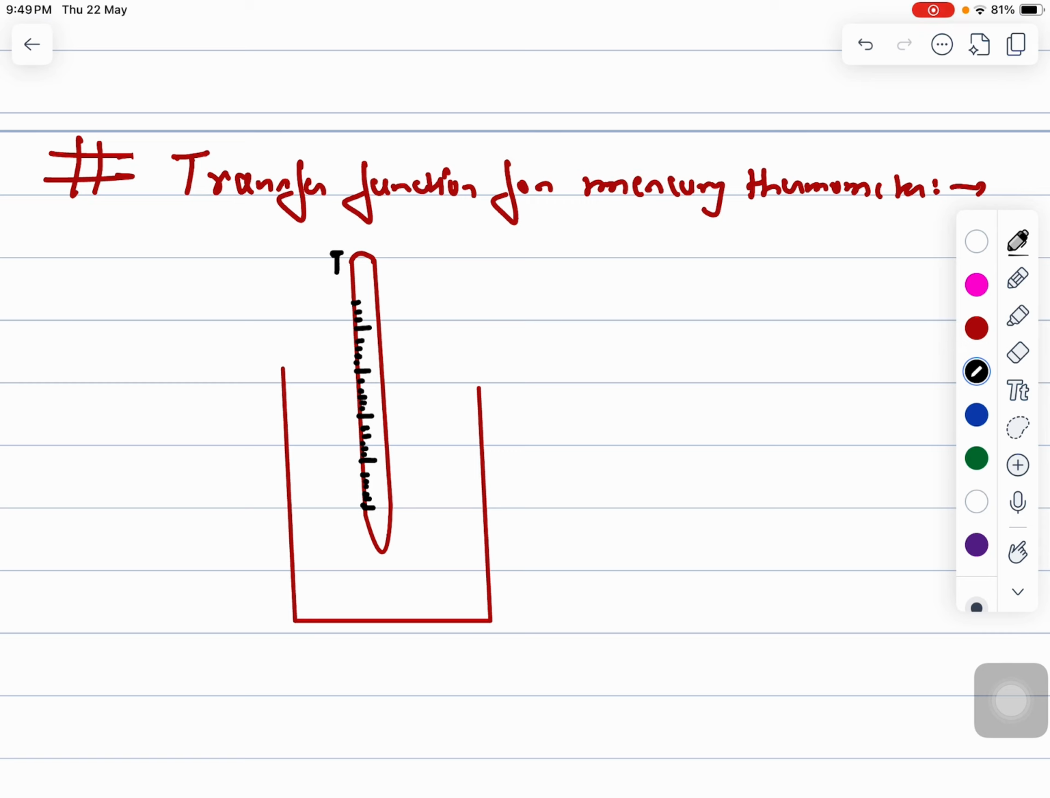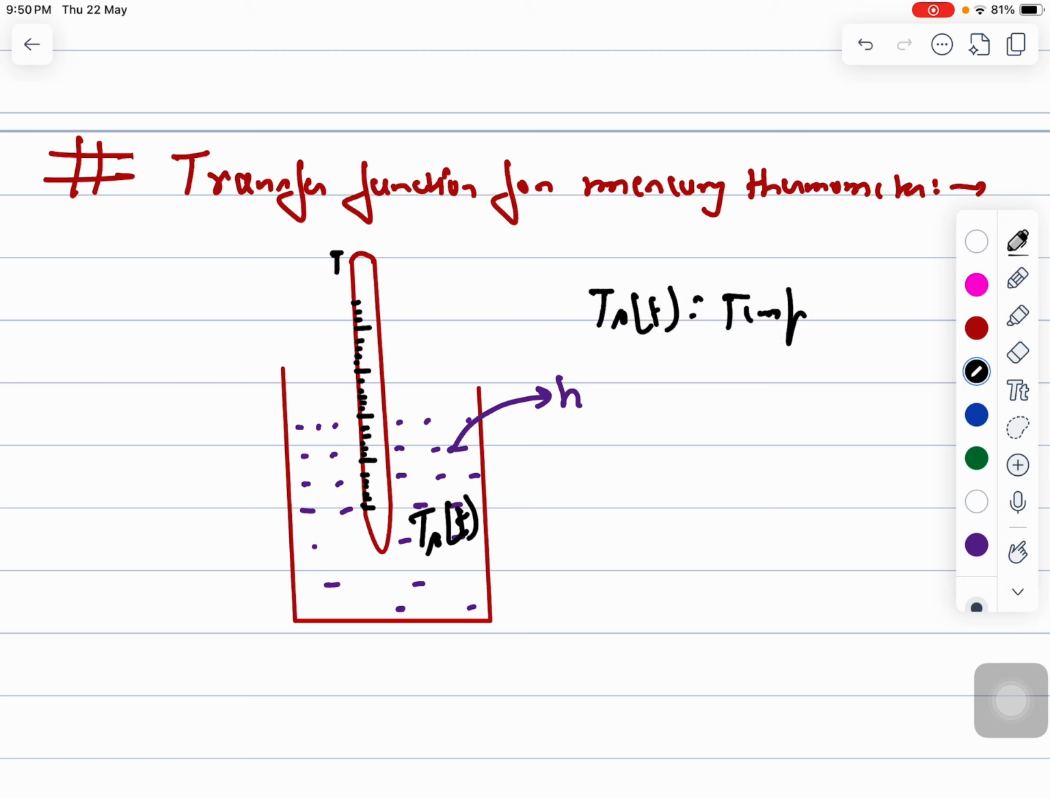Okay, now if I am putting this mercury thermometer in any liquid, and the heat transfer coefficient of the liquid is h, and let's say I am assuming that the temperature of the surrounding fluid is Ts at any particular time t. So Ts(t) is the temperature of the surrounding fluid at any time t, and what is T(t)?